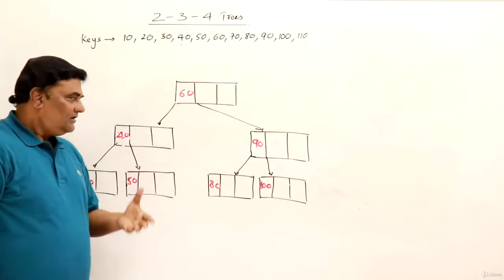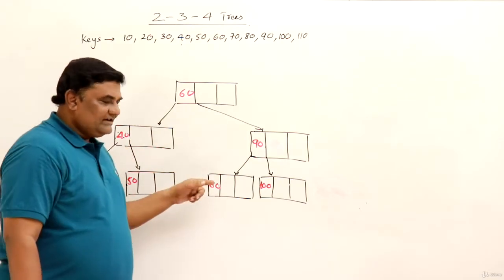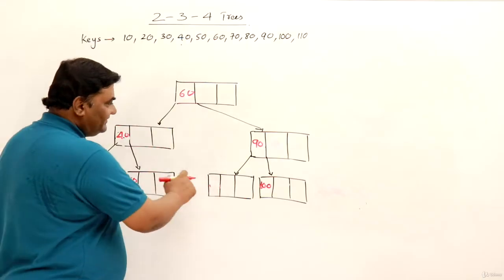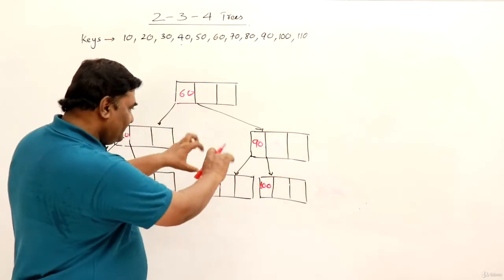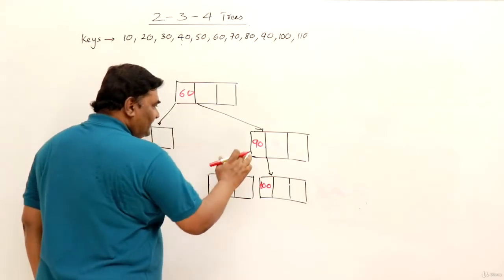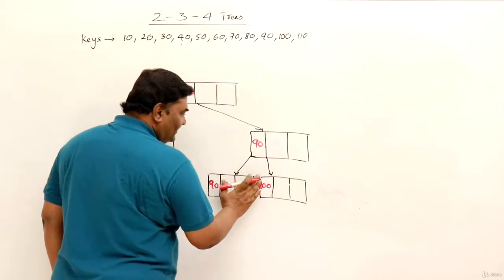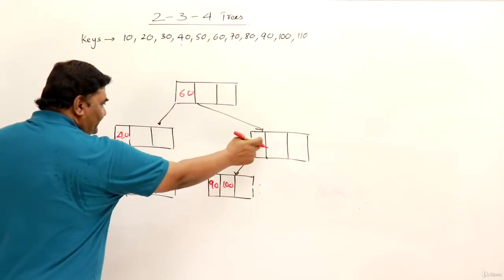This is over. Now the last one, last example. I want to delete 80. So let us delete 80. 80 is gone. Now this is empty. Can you borrow from sibling? No. Then do what? Merge. When you are merging, 90 and 100 come here in a single node. So this node is gone. And this is empty. Now this node is empty.